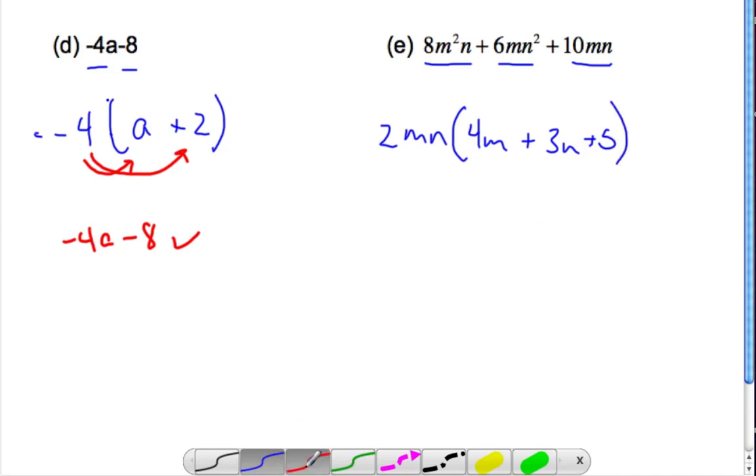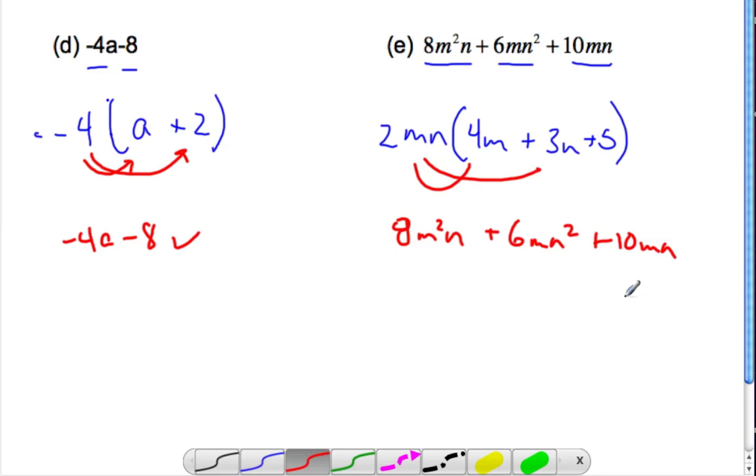I think we should check this one just to make sure. That is 4 times 2, and 8m squared n. This is plus 6mn squared, plus a 10mn. There's probably another check that you should do as well, just to look at what's in the brackets and see if there's any common factors there.